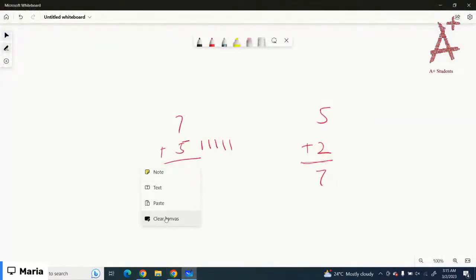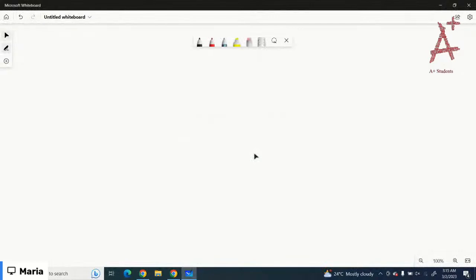Start with 4 and count up 3. So it is 4, 5, 6, 7. So 4 plus 3 equals 7. Got it? That means 4 plus 3 makes 7.